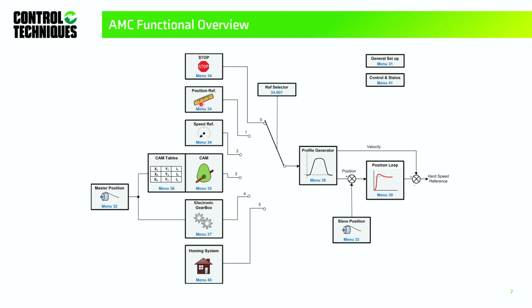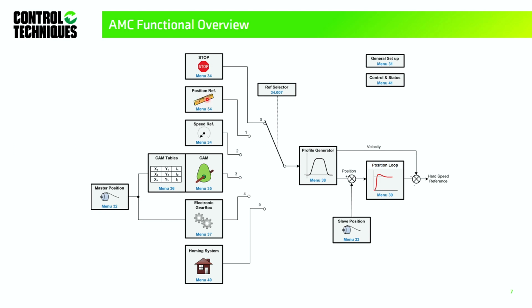We also have position reference mode. So position reference mode is relative profiling and absolute profiling. So if I want to execute a motion profile, I'll configure its parameters in menu 38 for speed XL decel. The position itself is set up in menu 34. And then when I'm ready to execute the motion, I'm going to shift menu 34, parameter 7 to 1.